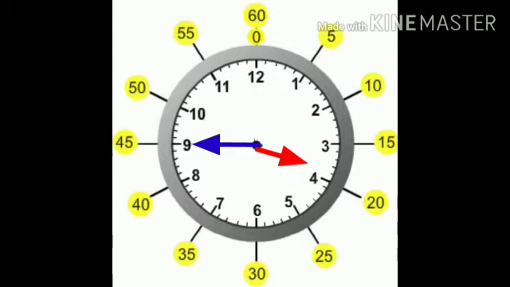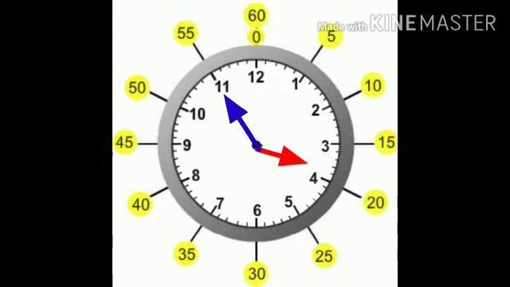Now students, look at this clock. Here the hour hand is between 3 and 4 and the minute hand is on 9. To calculate the minutes, we count the table of 5 up to 9. 5 nines are 45. So here the time is 3:45, or we can say that quarter to 4.